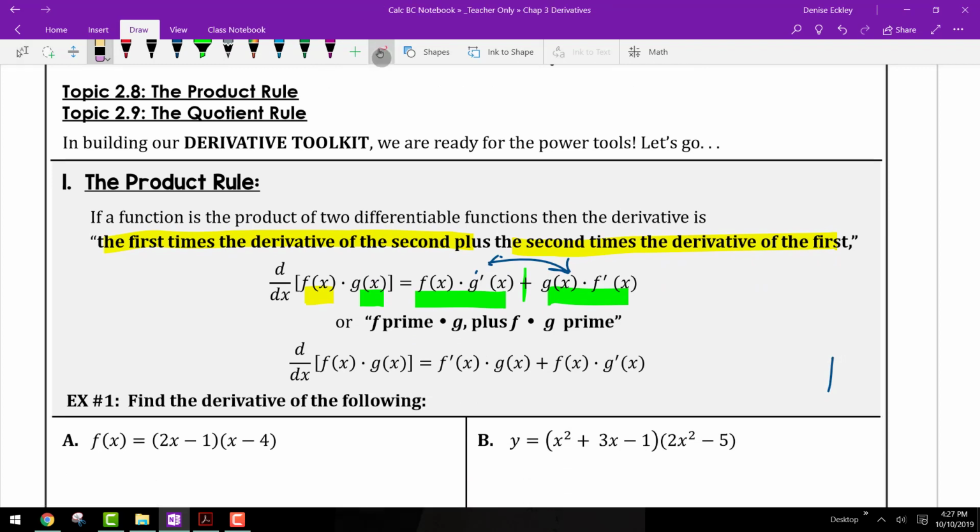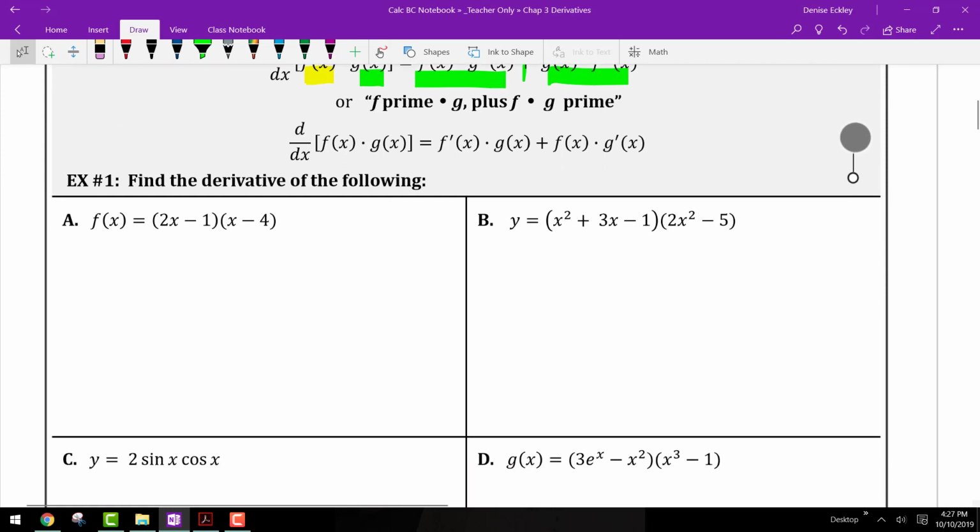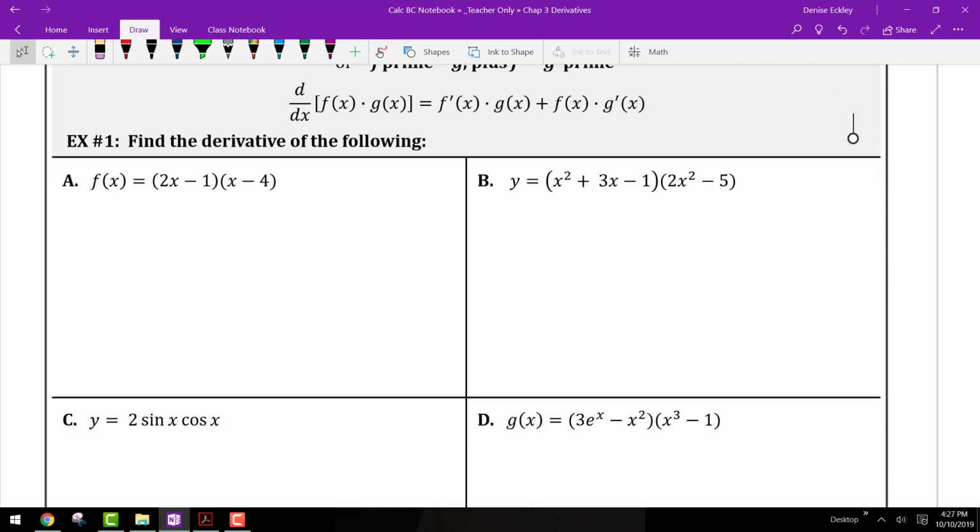Okay, so let's look at some examples. For number one, you could multiply it together and then find the derivative. Sometimes it's quicker that way, just depends. But we're going to start with this simple product rule. We're going to find f prime, and our first function is going to be the 2x minus 1, and our second function, our g, so to speak, is going to be x minus 4.